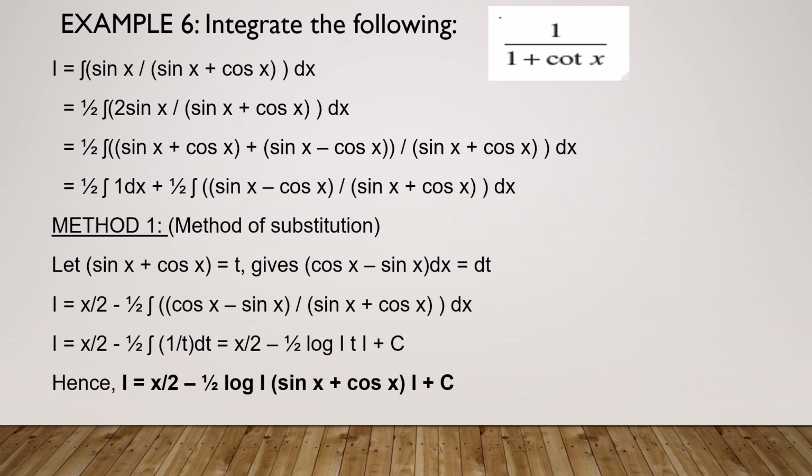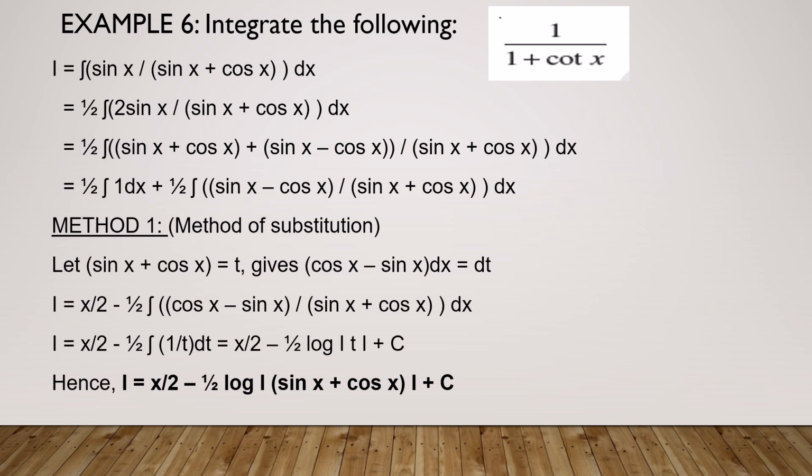So now the integral of the given function, first of all integral of 1 is x and outside half is there, so it is x by 2, first term. Second term minus half into integral of cos x minus sin x upon sin x plus cos x dx. What I have done is, instead of sin x minus cos x, I have written cos x minus sin x and I have taken that minus sign outside.